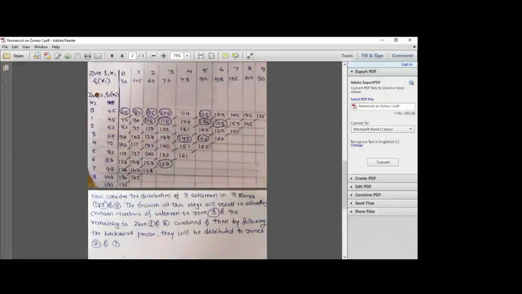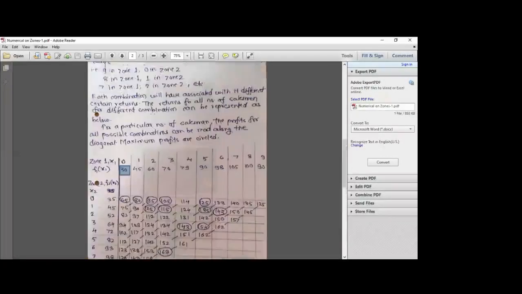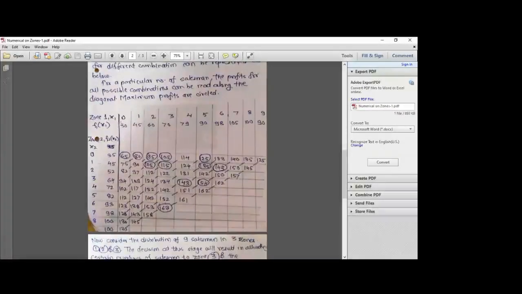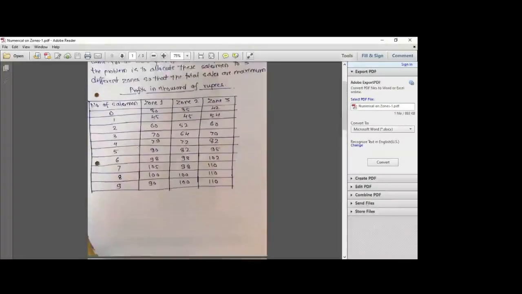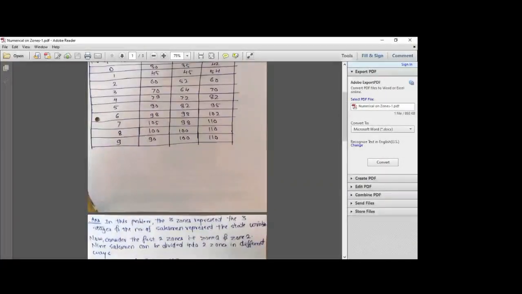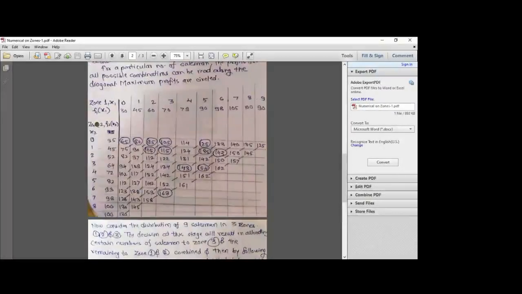The profit associated with putting 0 salesmen has been given in this table. For zone 1, if I'm putting 0 salesmen, the profit is 30. Same way, if I'm putting 4 salesmen in zone 1, my profit is 79. Similarly, if I'm putting 9 salesmen in zone 1, my profit is 90. That has also been represented here, right? So horizontally we have represented zone 1.